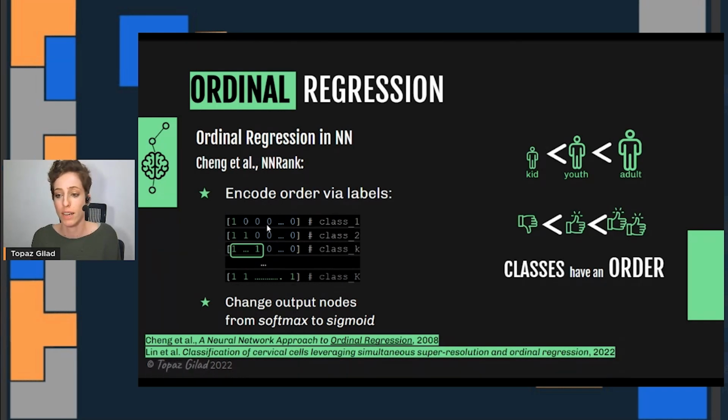And we can notice that the assumption of classes being mutually exclusive no longer holds. So basically, we cannot use the softmax. We'll use the sigmoid instead. So the label vectors now have meaning to the distances between them.